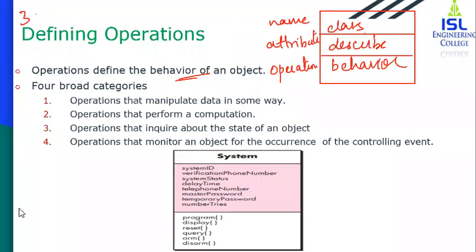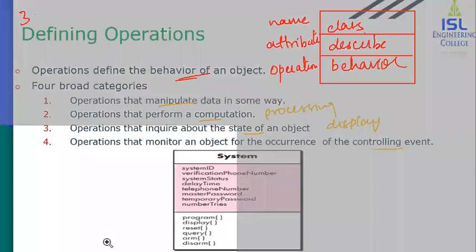So you're going to have four broad categories of operations. Those four broad categories of operations are used to manipulate the data. Now operations are used to manipulate data, changing the data. Operations that perform a computation, that is, processing information in here. Then next is operations that inquire about the state of an object, if suppose you are displaying the data. Then the next is operations that monitor the object for the occurrence of a controlling event, like you're accessing the data.